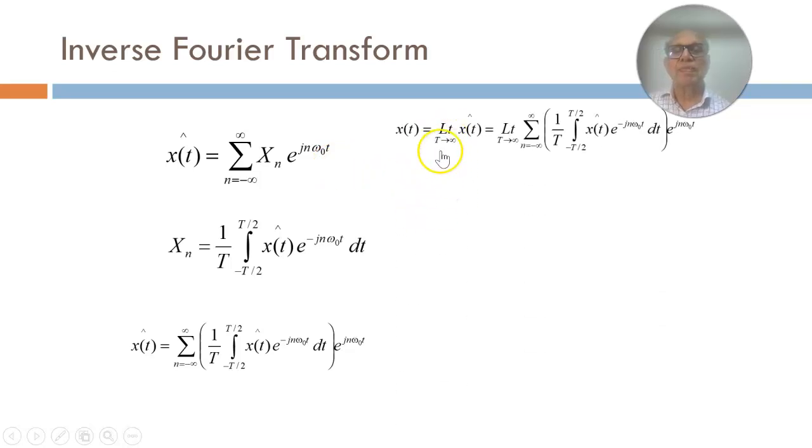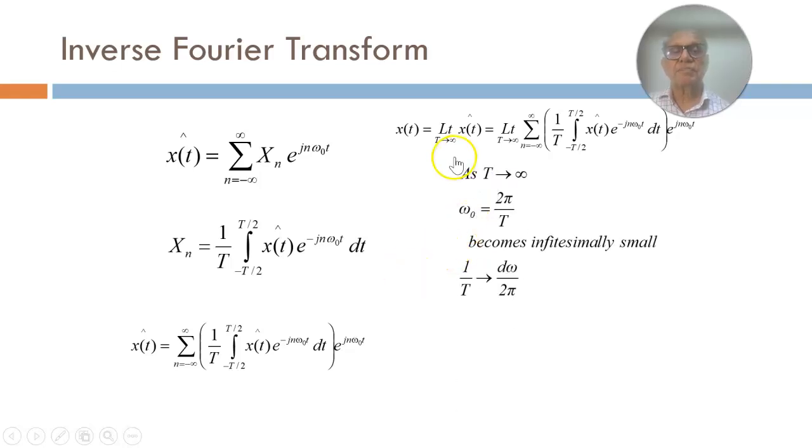Now what you do, you apply the limit. So limit t approaching infinity, so x hat t becomes xt. This is limit t approaching infinity, and this entire equation that we had written earlier. So now as t approaches infinity, what happens? Omega naught becomes infinitesimally small.